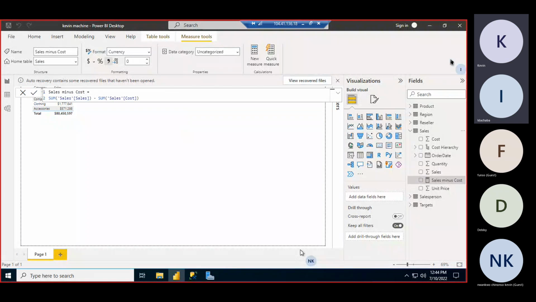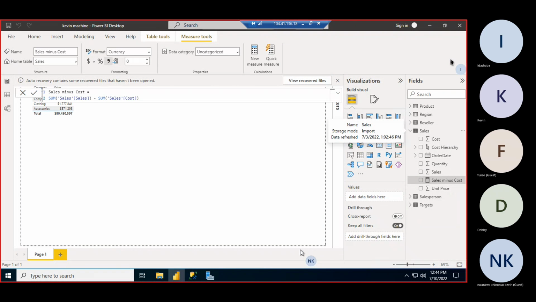So I'm trying to make a request. Click allow. Okay, so what can you see? What do you notice? Can you see your sales minus cost? Can you see it? Yes, sir.